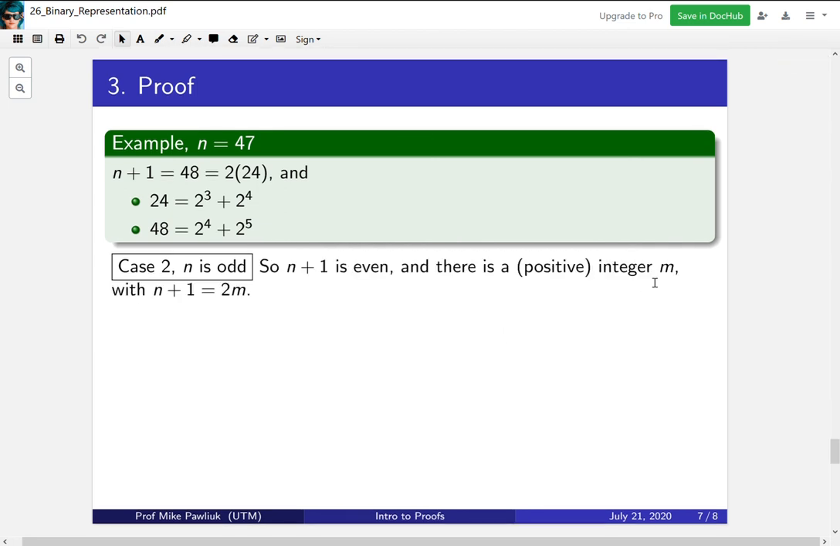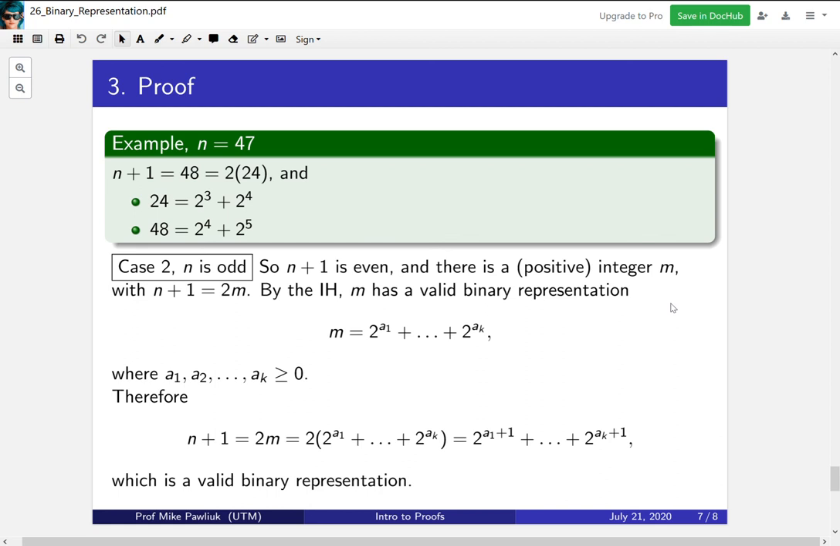So if n is odd, n plus 1 is even, and we can write it as 2 times m. By the induction hypothesis, m has a representation. So this is like our representation for 24. Then the representation for n plus 1 is 2 times the old representation, which amounts to increasing each power by 1. So this is just like for 24, we had 2 to the 3 and 2 to the 4. Multiplying this whole thing by 2 increases both powers by 1.